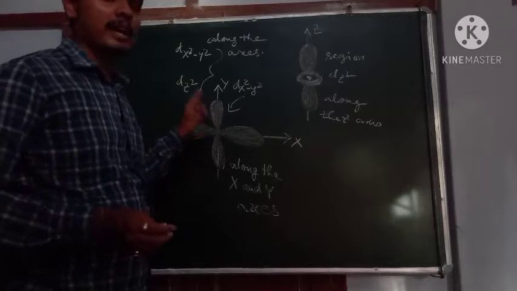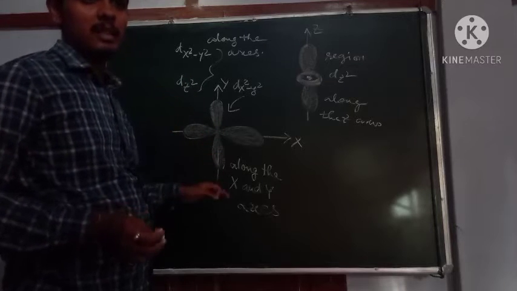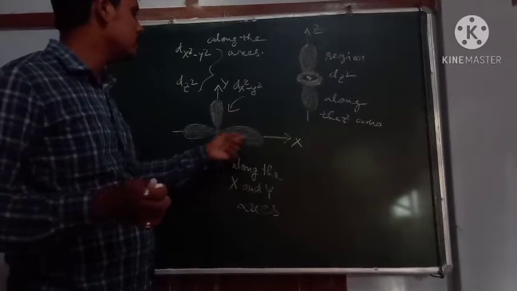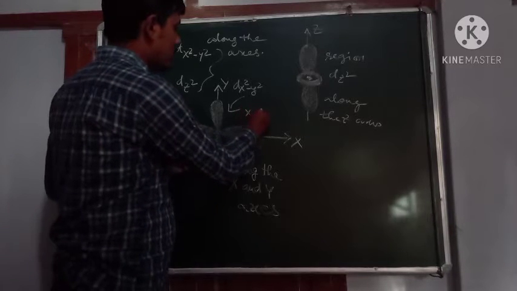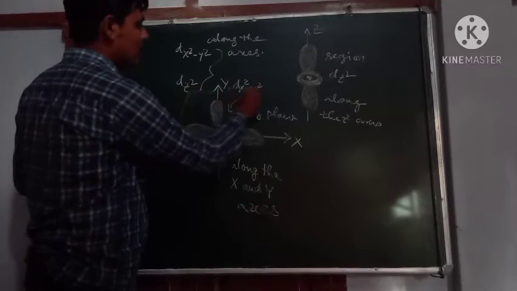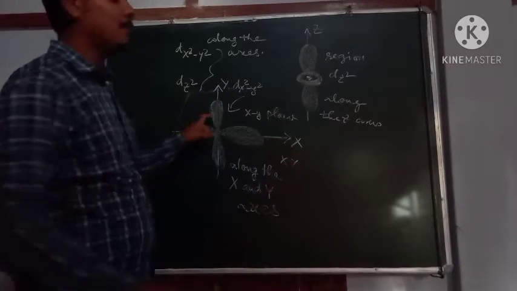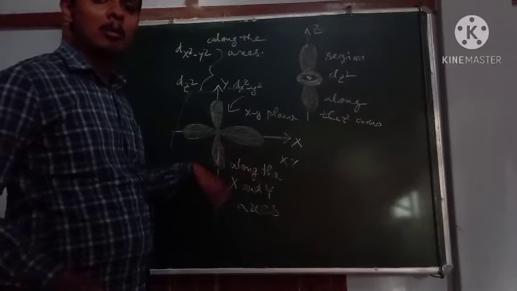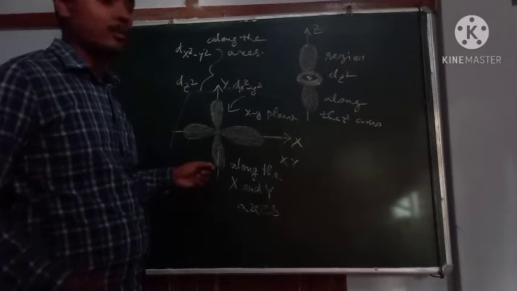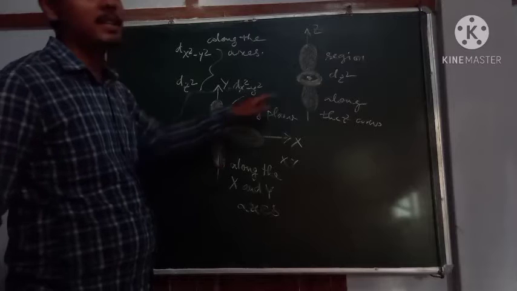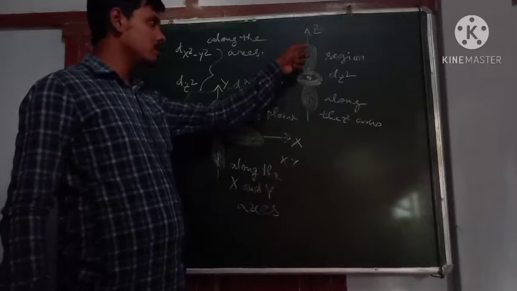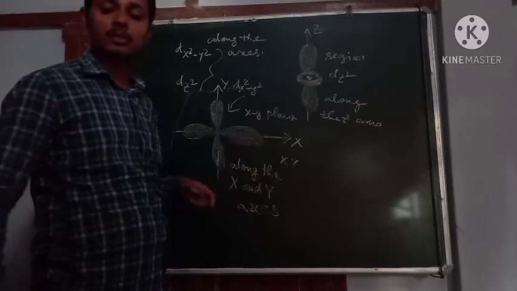So please remember, the dxy, dyz and dzx orbitals are in between the axis. The dx square minus y square orbital lies in the xy plane. So if this is the xy plane, the lobes of the orbital lie straight along the x axis and y axis. Similarly, the dz square orbital is along the z axis, and the probability of getting electrons is represented by the shaded region.